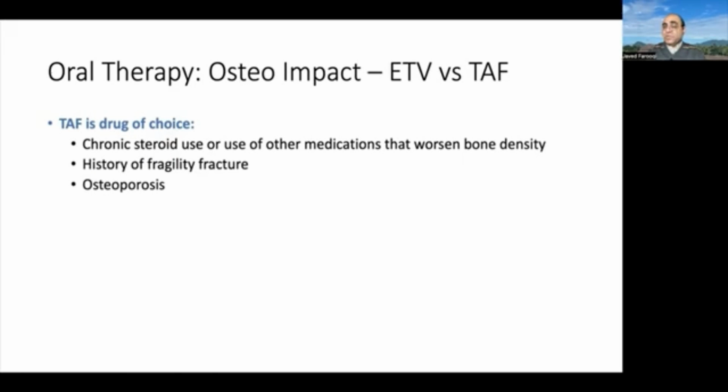Osteo impact of the oral therapy, entecavir versus TAF. TAF is the drug of choice in chronic steroid use or use of other medications that worsen bone density, when there is a history of fragility fracture, and in case of osteoporosis.